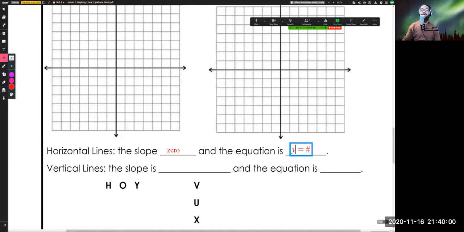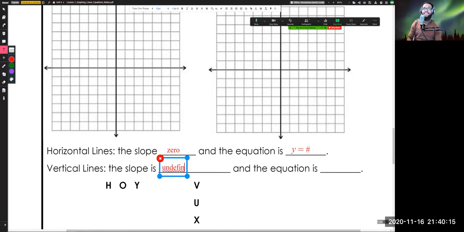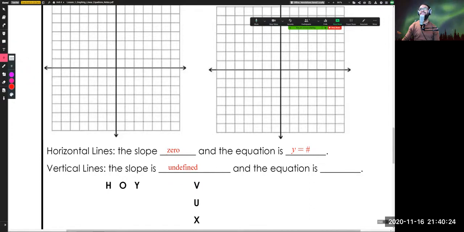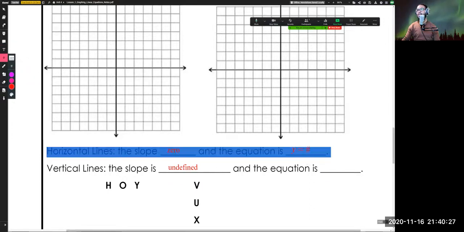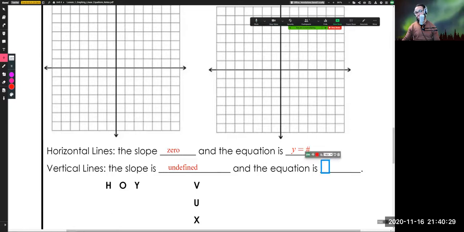Our vertical line, the slope is undefined. Undefined. I had a lot of students typing unidentified. While I know what you mean when you do that, the correct word is undefined. U-N-D-E-F-I-N-E-D. Undefined. And the equation of an undefined line is going to be x is equal to a number, whatever that number might be.